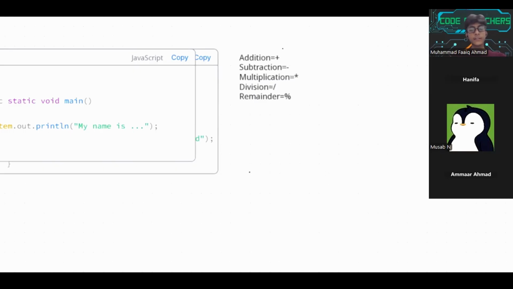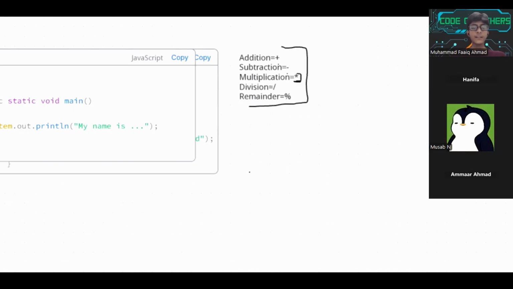So for addition, in Java we are using the same symbol which is used in mathematics. For subtraction, we are using the same symbol. The only change is in multiplication. We are using the asterisk over here, that resembles the multiplication sign of mathematics.